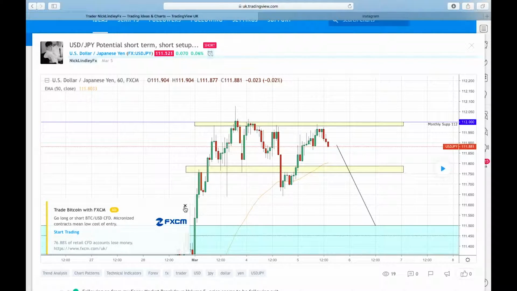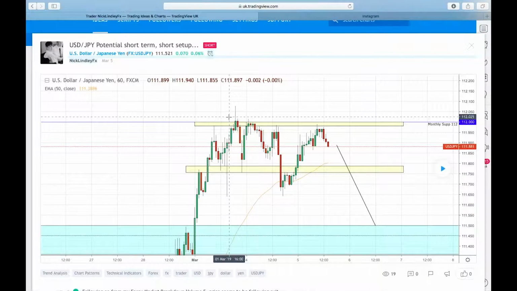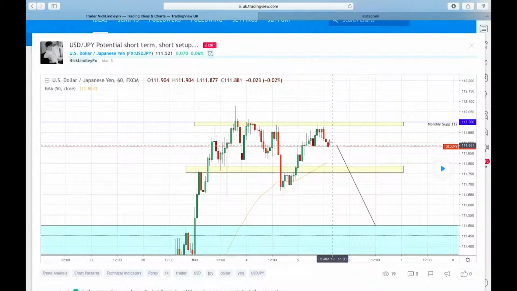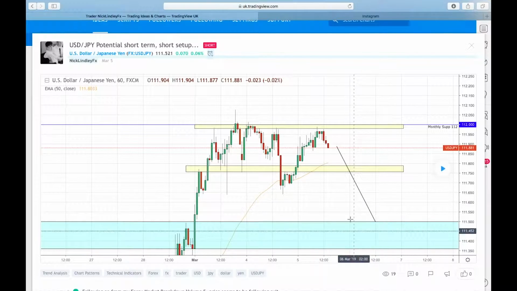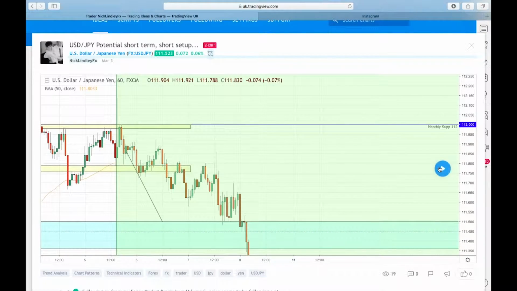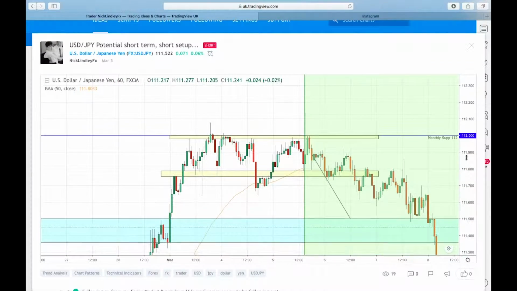Pretty much, price had increased, and we were rejecting 112.00s, forming this kind of short-term consolidation zone. Personally, for reasons I mentioned in the video, I was looking for a short dive back into 111.500s. Let's go ahead and see what happened on this pair. In actual fact, that target was smashed.